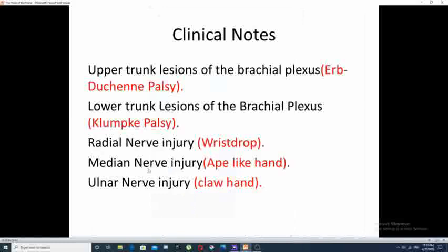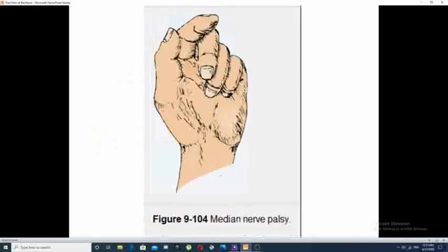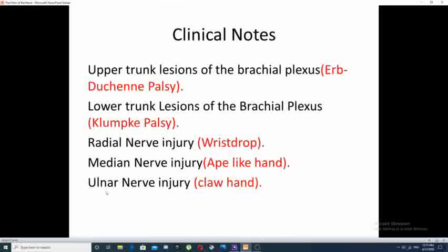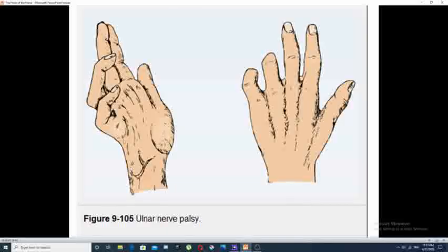Another entity is median nerve injury, ape-like hand. And this is ape-like hand due to median nerve injury. On flexion of the fingers, the medial fingers supplied by the ulnar nerve are intact and flexed, whereas the lateral fingers, which are supplied by the median nerve, are not flexed. Finally is ulnar nerve injury, which is called claw hand. Claw hand is characteristic of ulnar nerve injury.